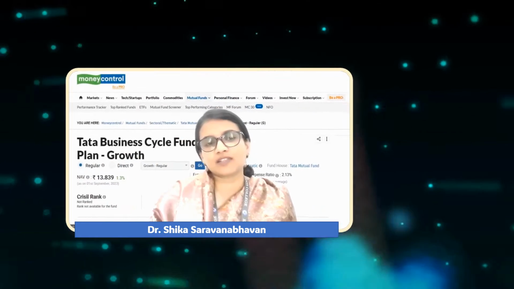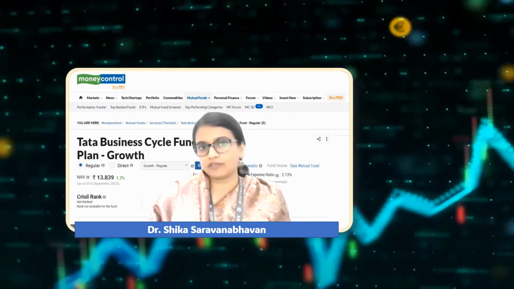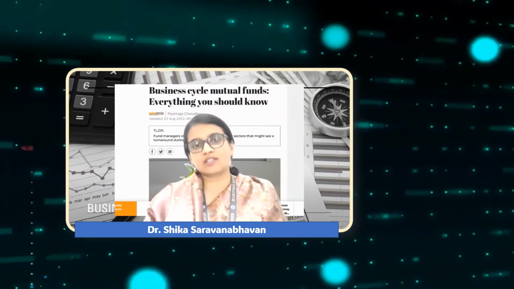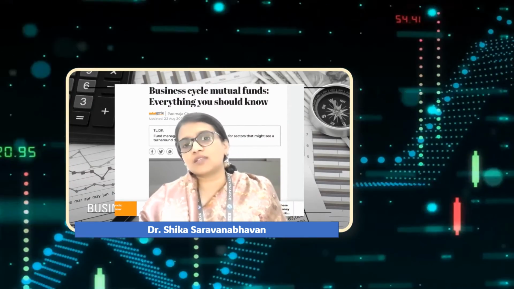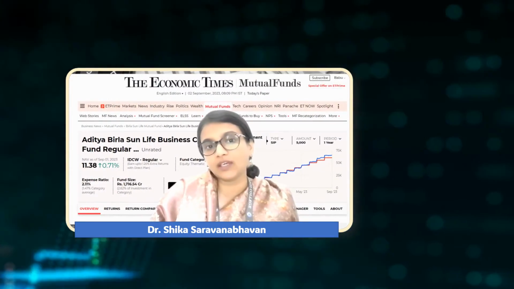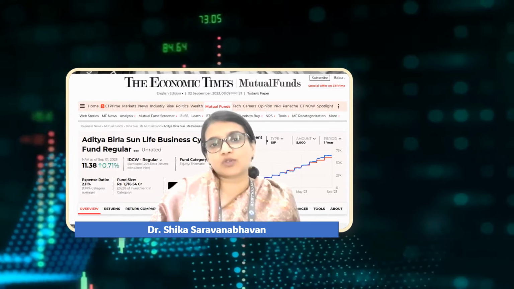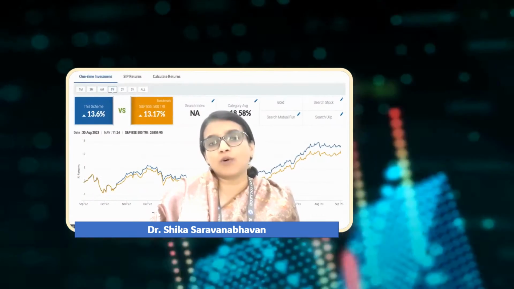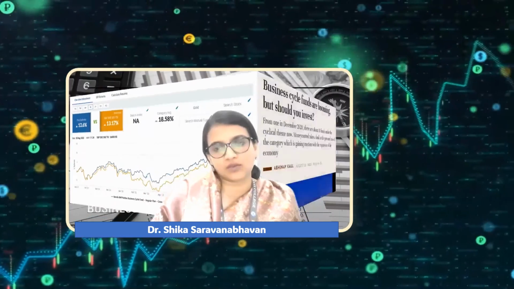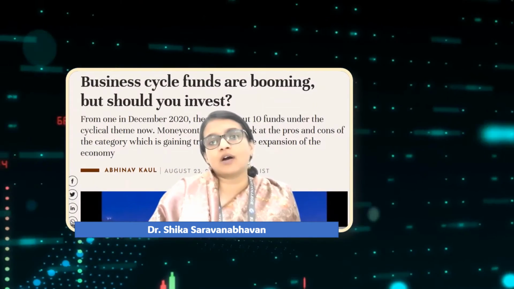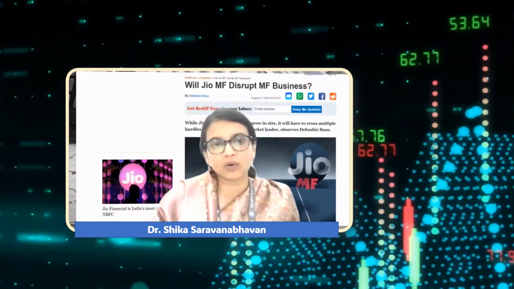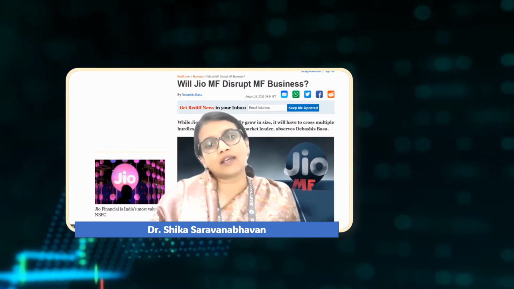Other types of mutual funds. A business cycle fund is a type of mutual fund that invests in stocks and bonds of companies that are expected to perform well during different stages of the business cycle. These funds aim to provide investors with returns that are in line with the performance of the economy. Compared to other types of mutual funds, business cycle funds tend to be more focused on macroeconomic factors such as GDP growth, inflation, and interest rates. They also tend to have a more dynamic asset allocation strategy, meaning that the fund manager may adjust the portfolio holdings depending on the prevailing economic conditions.